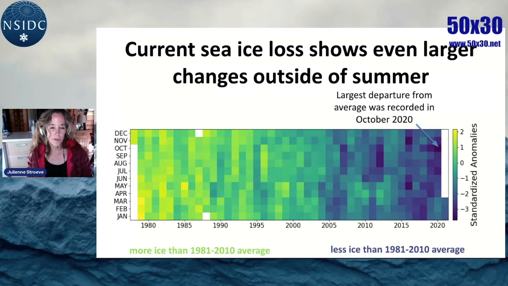Also, in May and November of 2016, we had larger departures from average conditions than we saw in September 2012. And so this really highlights that it's not just the summer sea ice that we're losing. I know we focus a lot on summer, but this is happening now at all times of the year. Next slide.